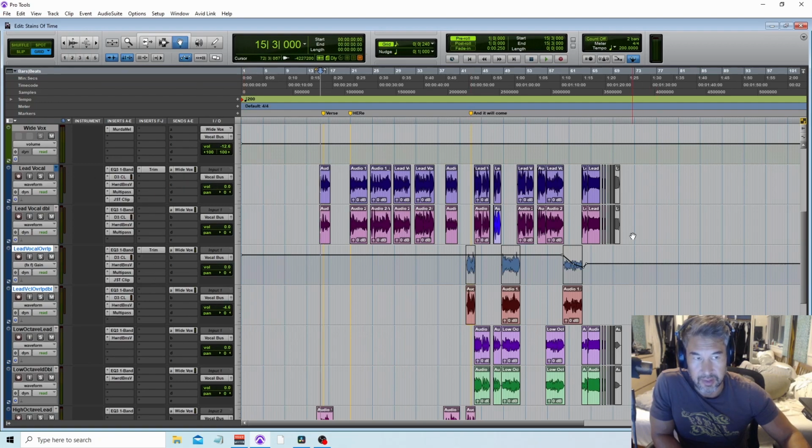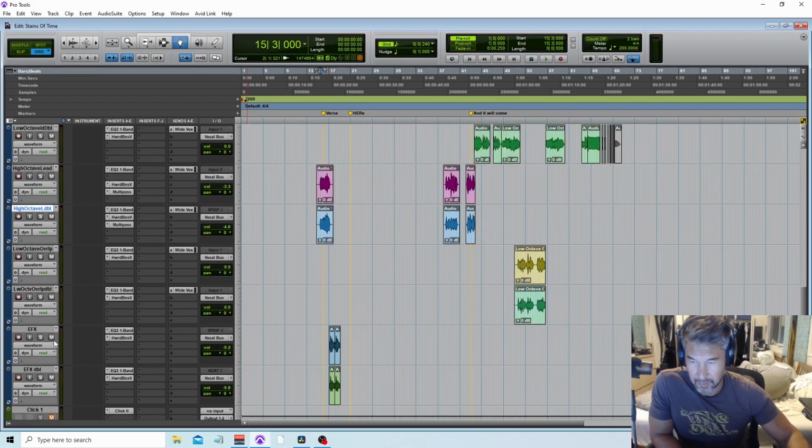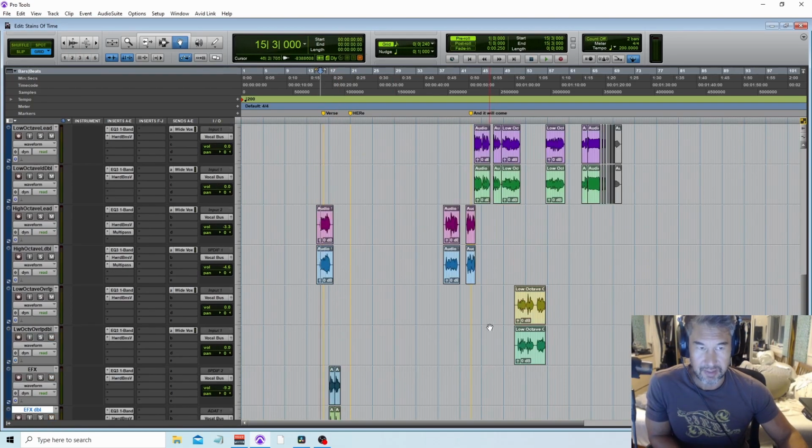I double the vocal. And then for the lower octaves stuff, I doubled that up. For the higher octave, you can see I doubled that up here. These are the little angry responses things there. Real simple. Everything gets a double.